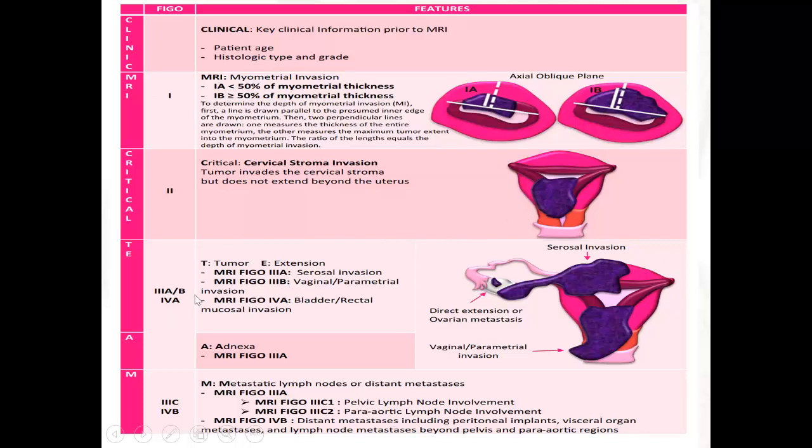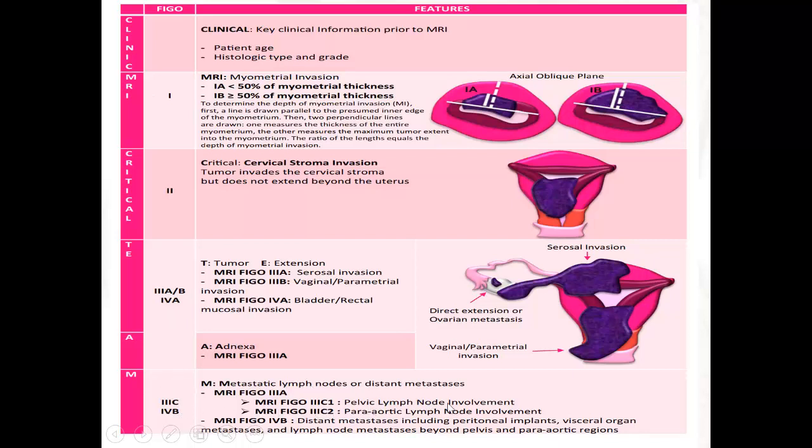Then stage 3A and 3B, tumor extension to serosal invasion, MRI FIGO stage 3B, vaginal or parametrial invasion. Also there is bladder and rectal mucosal invasion. If it invades the adnexal region, it is 3A. If we have metastatic lymph nodes, then it is 3C. In this case, there are metastatic lymph nodes, but I will show later on. So it will be 3C if there are metastatic lymph nodes.